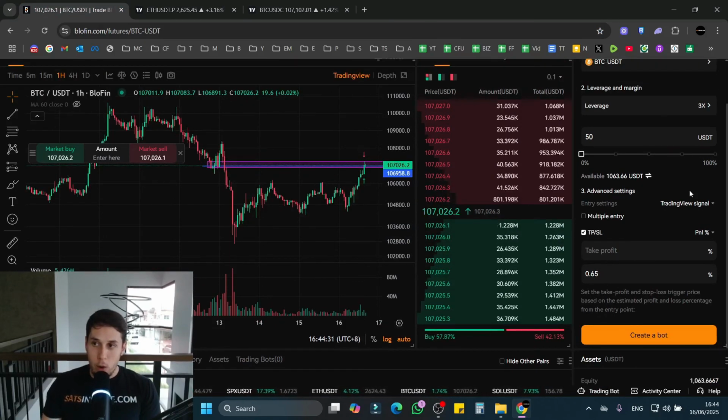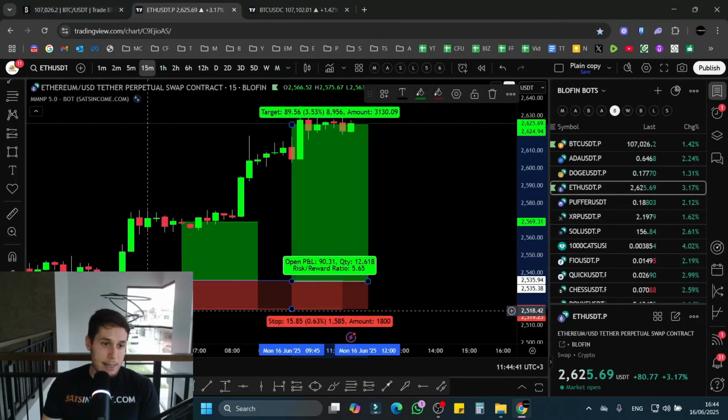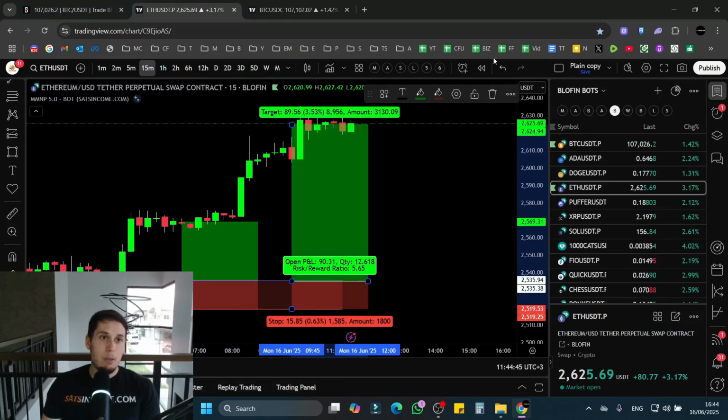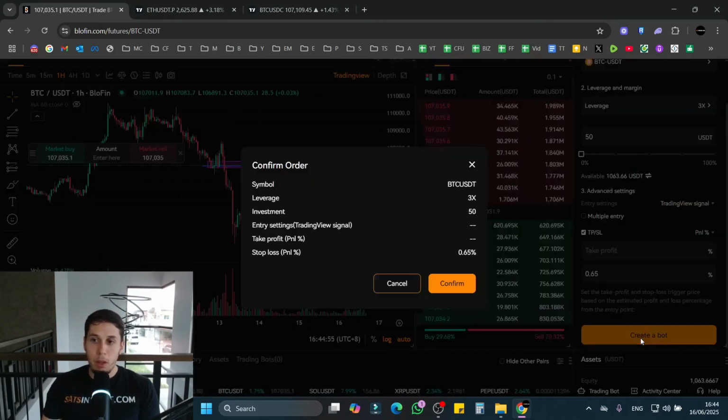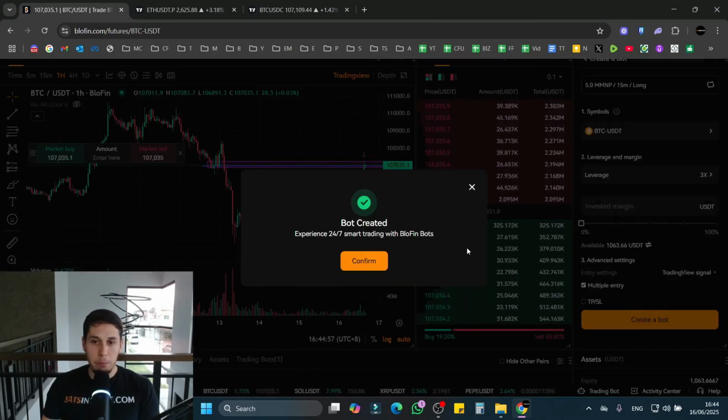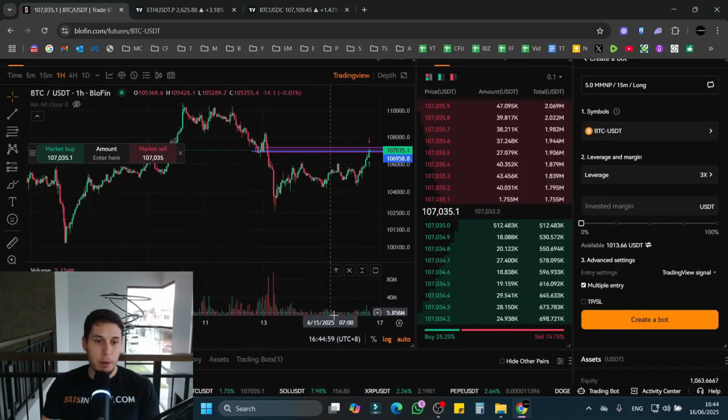So once you have all of this figured out, and by the way, you figure out percentage stop losses and things like that by doing lots of testing with the strategy tester right here. Different time frames, different pairs, everything, right? You test everything in order to figure out the best percentages and the best thing to do. So once you have all of this figured out, you hit create bot, confirm, bot created, perfect.